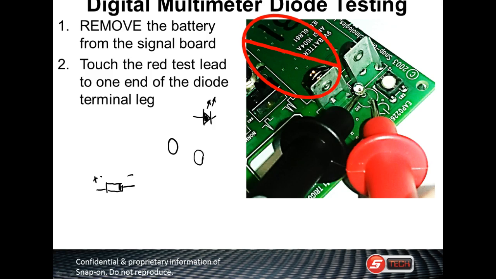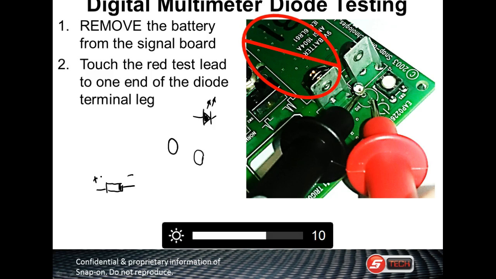About 6, 7 tenths. And if you flip it around the other way, you should read infinity. So when you check a diode, you should always reverse bias it. You should put it on backwards too, because sometimes these guys will be leaky. And if you measure anything in the reverse direction, it means you still have a problem.